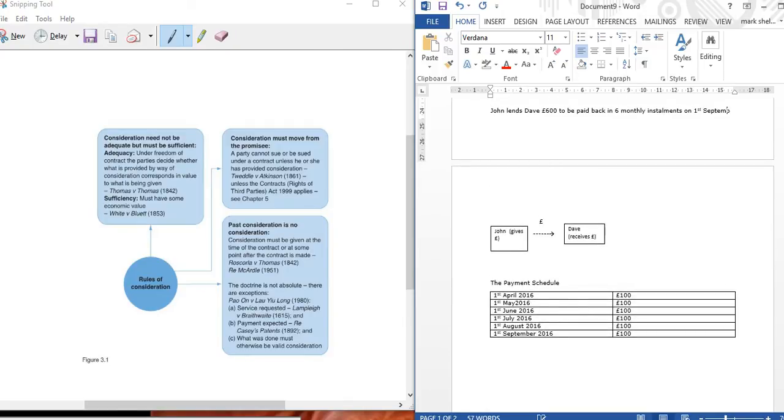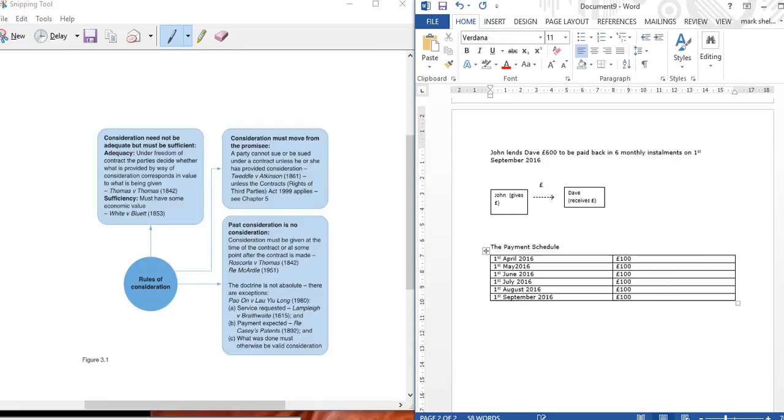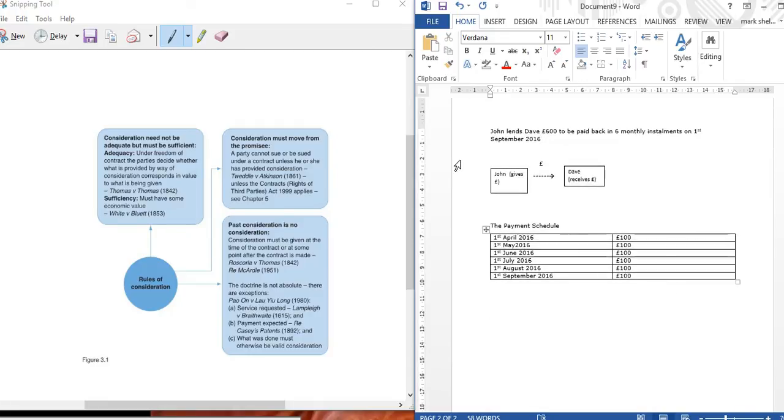1st of September 2016. So we've got John, the promisor. He gives Dave the money, it's £600, and this is the payment schedule. So he has to pay £100 as a periodic agreement, periodic repayments, £100 each month. So we can see it's an interest-free loan, total repayment of £600.